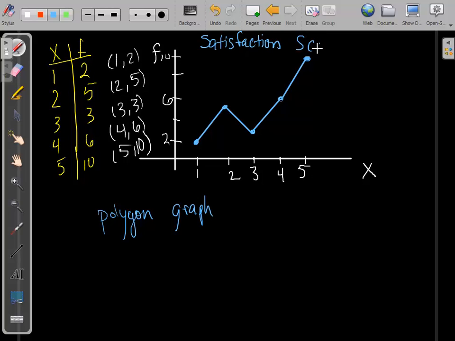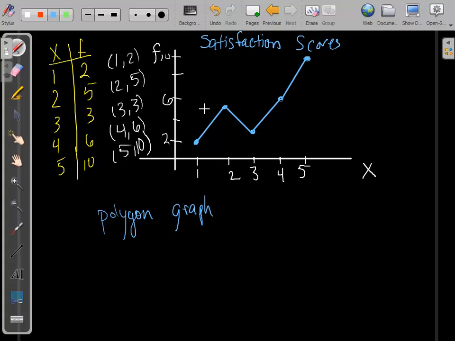Okay, and it's a visual interpretation of this data set in yellow. What's nice about it is that just by looking at this graph, we see that it's kind of got this upward trend, and so it appears that more people are satisfied than not satisfied.